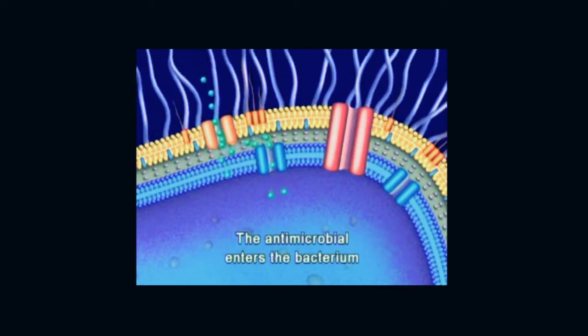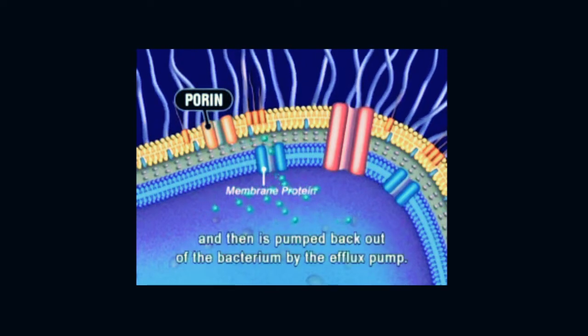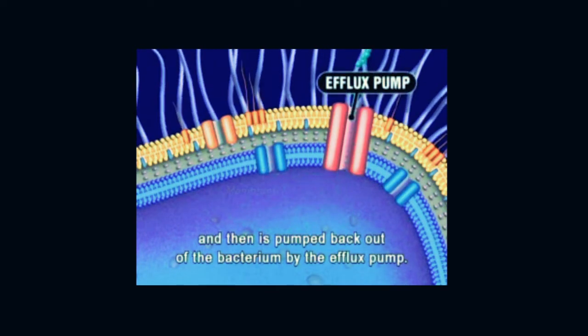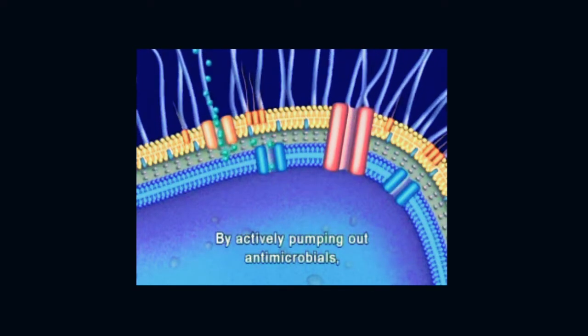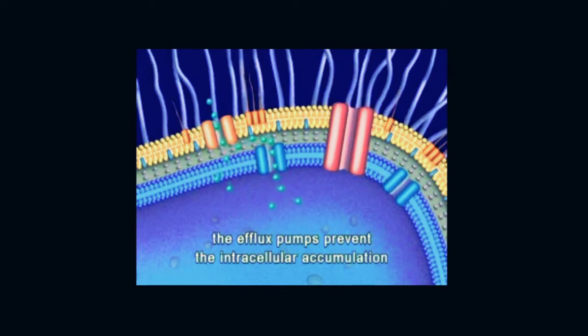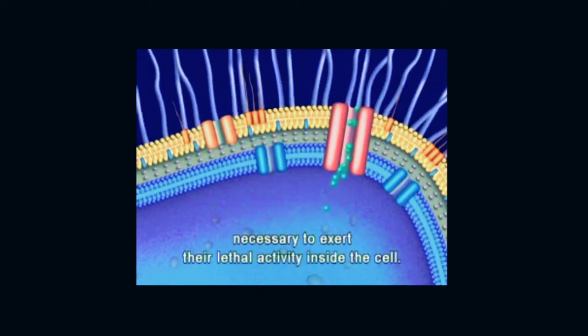The antimicrobial enters the bacterium through a channel termed a porin, and then is pumped back out of the bacterium by the efflux pump. By actively pumping out antimicrobials, the efflux pumps prevent the intracellular accumulation necessary to exert their lethal activity inside the cell.